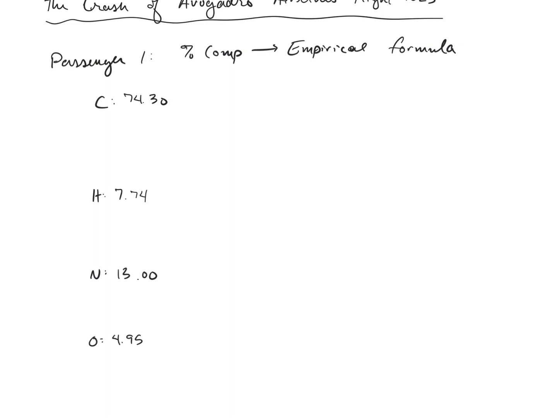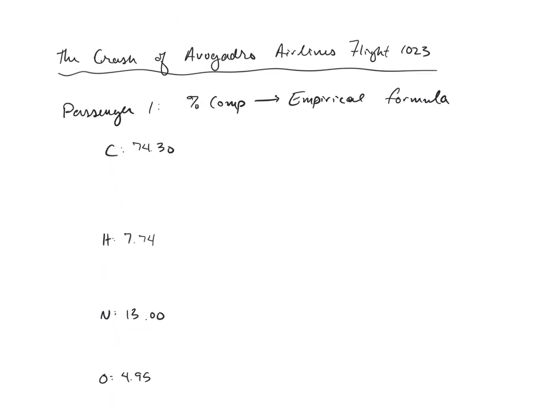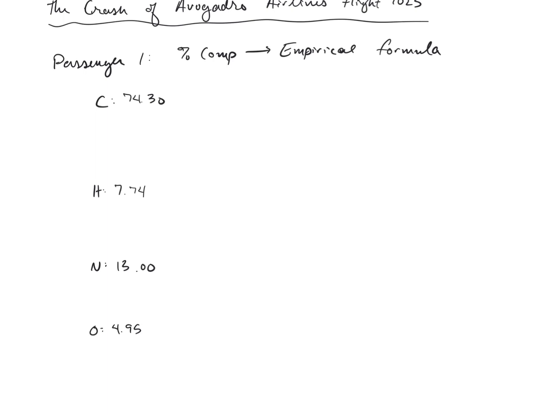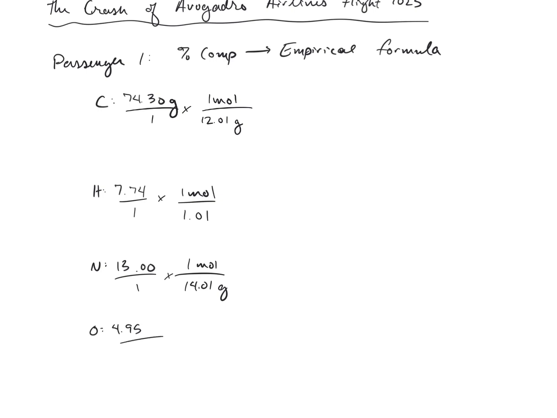We can't use percentages or grams by themselves. We have to change them to moles. So if you're given a percent composition, the first thing you can do, just assume that it is 100 grams of substance, and then we have grams of that substance. Okay, so because the molar mass of carbon is 12.01, to change grams into moles, you just divide by the molar mass. And you'll do the same procedure for each of the elements. Nitrogen's is 14.01 grams per mole, and oxygen's is 16.00 grams per mole.